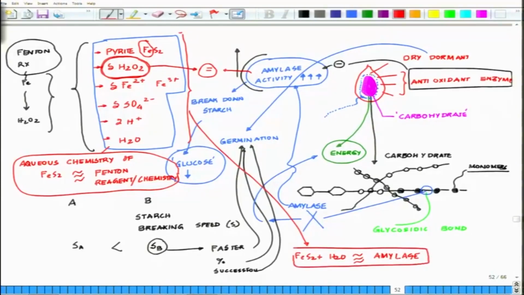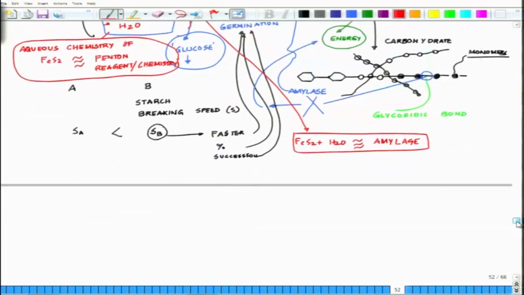Okay. So, in other words, one can consider the FeS2 plus water system as equivalent to amylase, or an artificial starch breaking enzyme system. Okay.